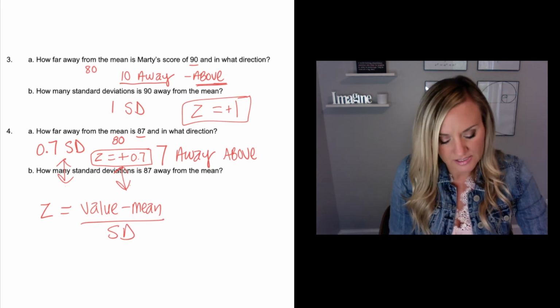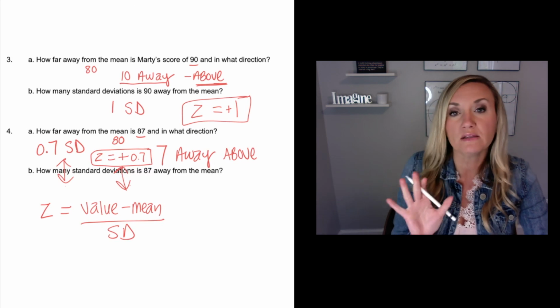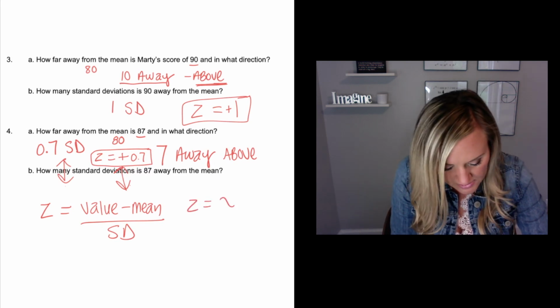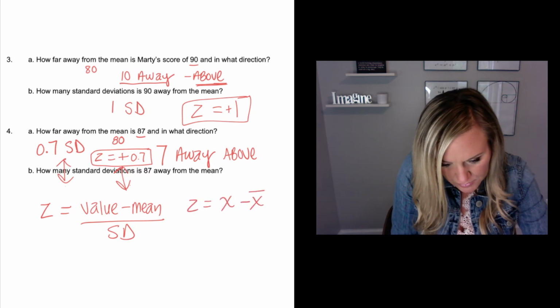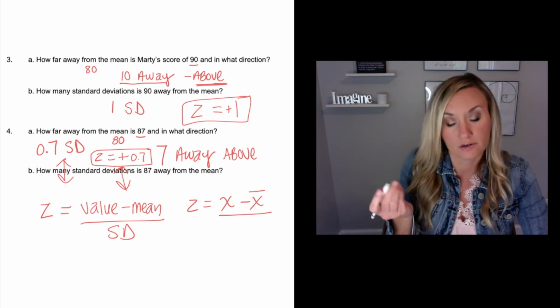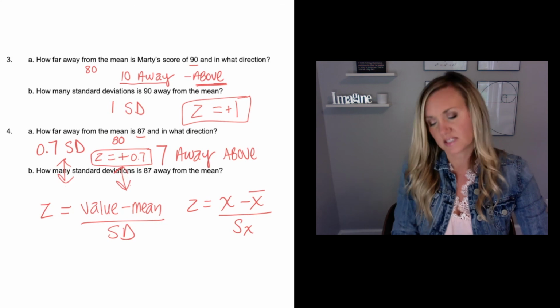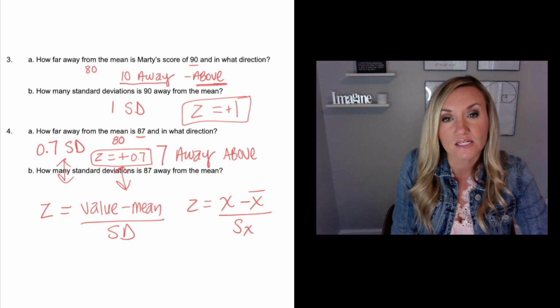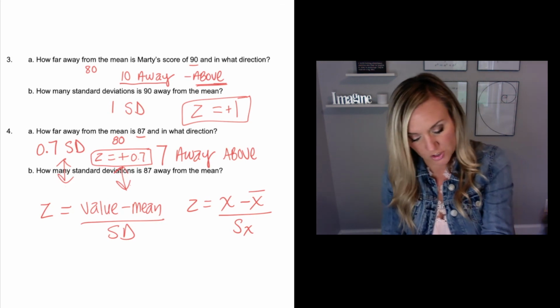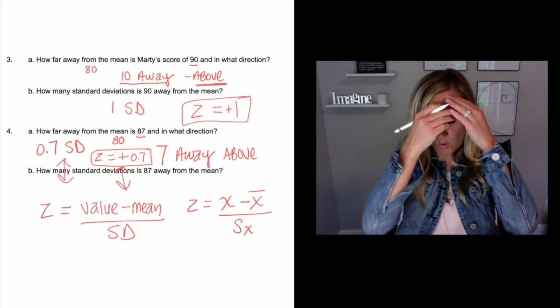And a lot of times you're going to see it written really fancy, like z equals x minus x bar, right? X bar is the mean, over s sub x, and s sub x is a fancy way to say standard deviation. Whew, okay.